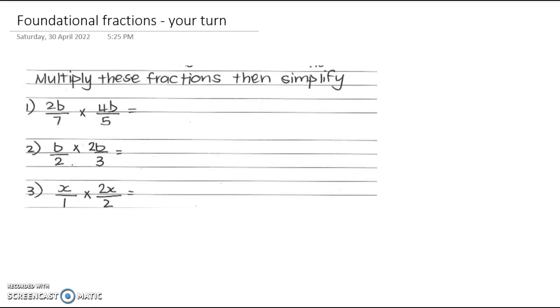Okay, timesing the top line, I get 8. b times b is b squared. Here I get 7 5s are 35. Next one, b times 2b is 2b squared over 6. I've got a common factor of 2, so I'm not done here yet. I have to simplify. I've got 1b squared over 3, right? That's if I simplify the 2, divide by 2. But I never write the 1 in algebra, so I just write b squared over 3.